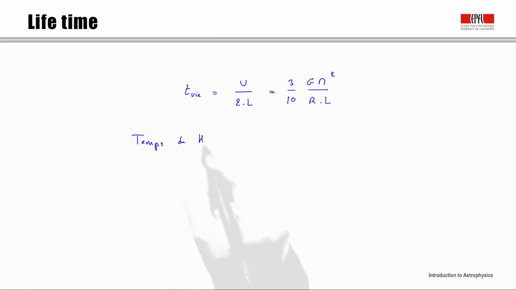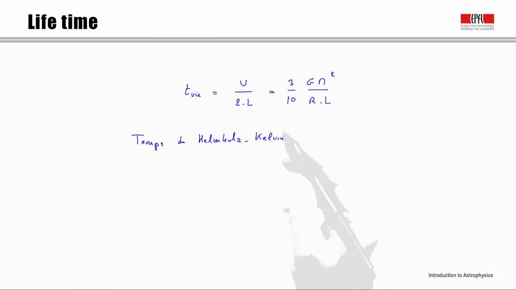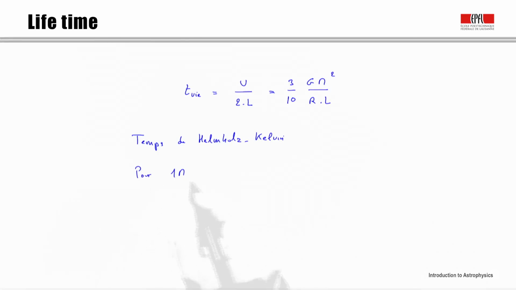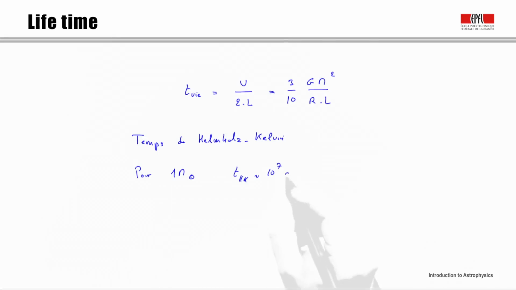This is called the Kelvin-Helmholtz timescale. It is the lifetime of a star if it radiated half of the available potential energy. This is, of course, only an order of magnitude. If we make a numerical application for one solar mass, we find that the Kelvin-Helmholtz timescale is around 10 million years. The Sun is 5 billion years old, so the timescale is roughly 500 times too small. In the case of the Sun, a star of one solar mass, there is therefore another energy source that makes the stars shine.